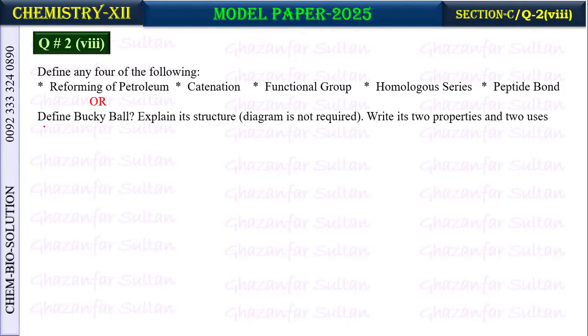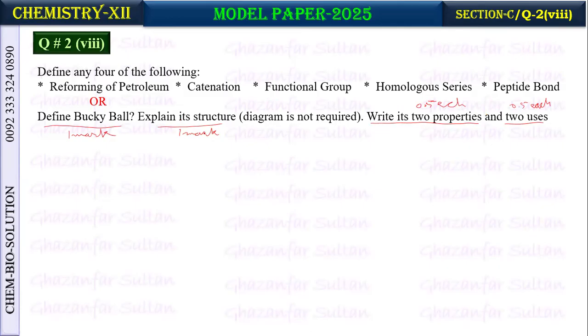Define buckyballs. So definitely 1 mark for definition. Explain its structure. Diagram is not required, so we don't need to draw the diagram. So it would be of 1 mark in my view. So 1 mark for this, 1 mark for this, and write 2 properties and 2 uses. So it means 0.5 for each property. So 1 mark for the properties and 0.5 for each use. So in this way, you will get 4 marks.